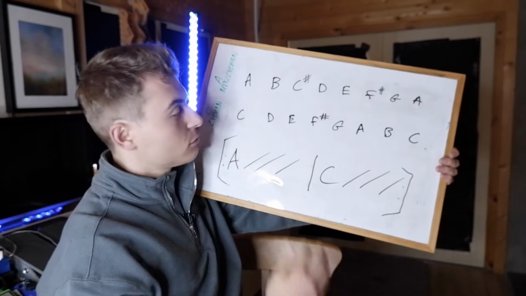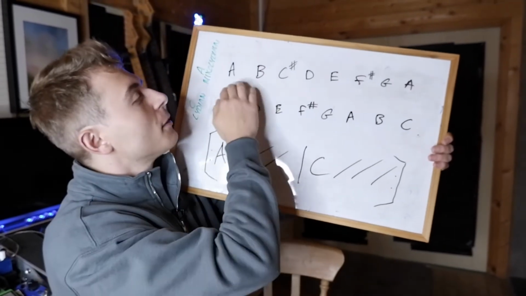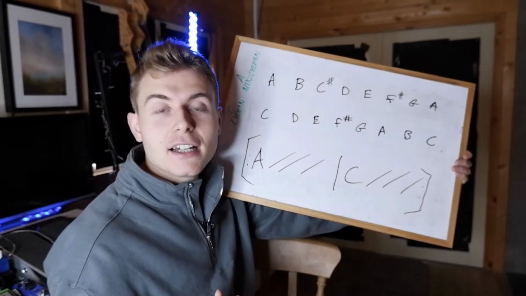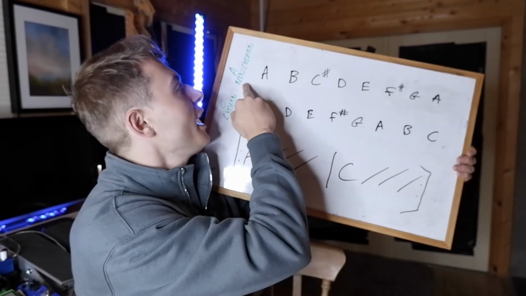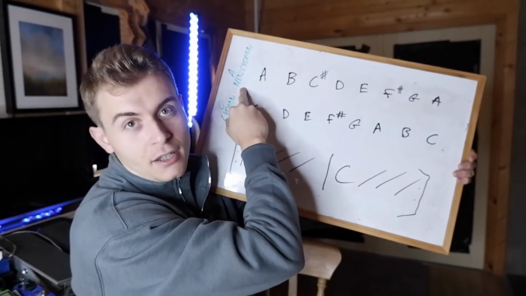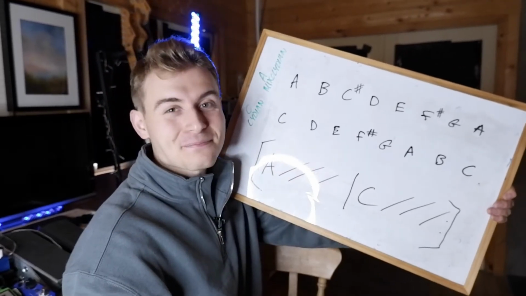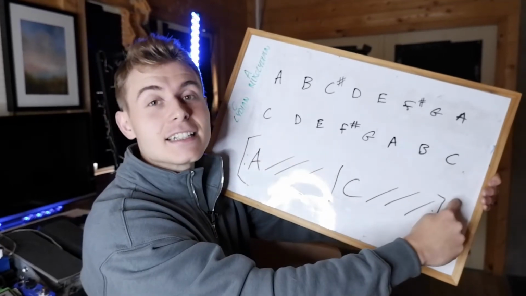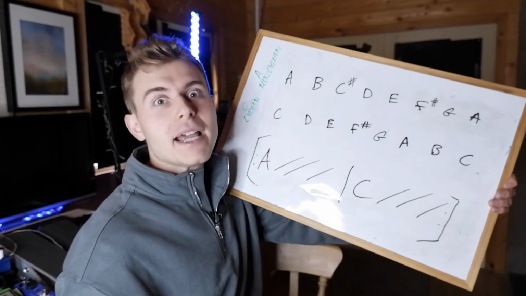I have written out the chord progression. It's just a loop, and I've written out the two modes that I'm using to outline my sounds. So over an A chord, I'm going to use the A Mixolydian scale. An A Mixolydian scale derives from a D major scale. And over the C, I am going to use a C Lydian scale, and a C Lydian scale derives from a G major scale.